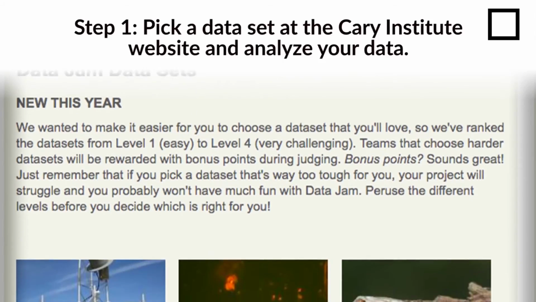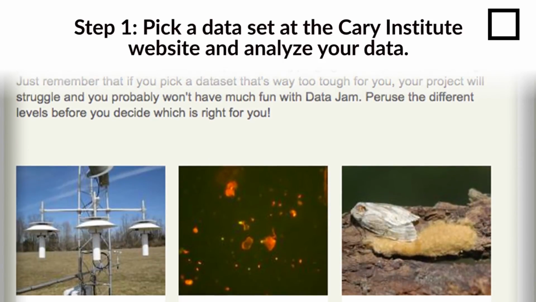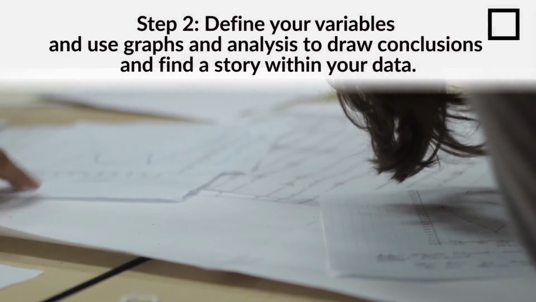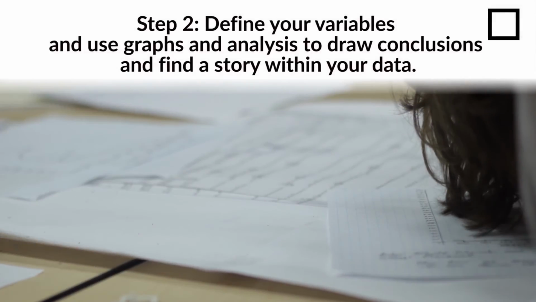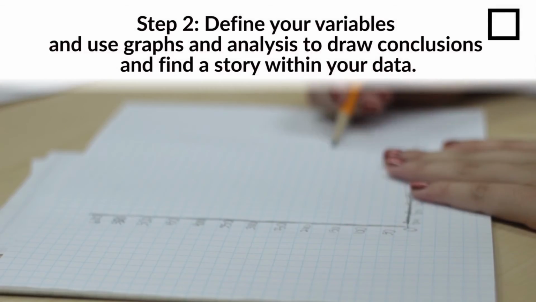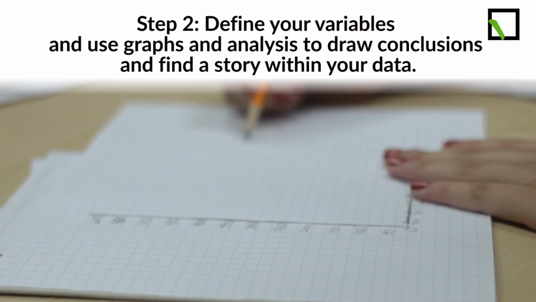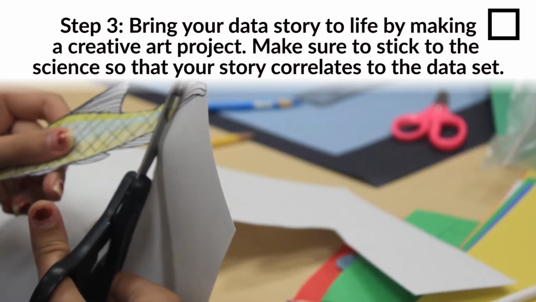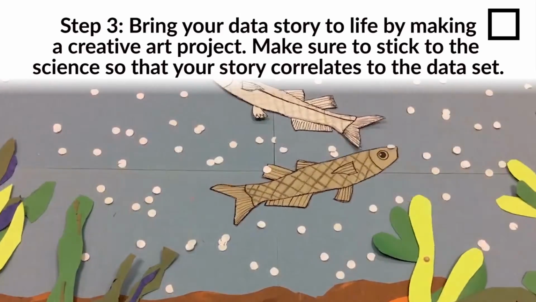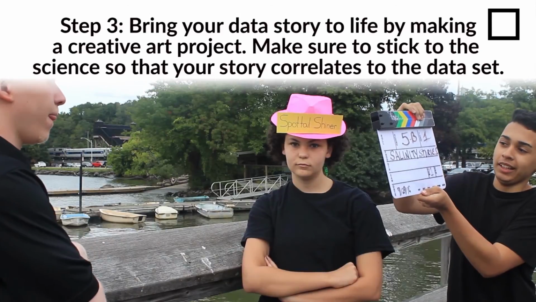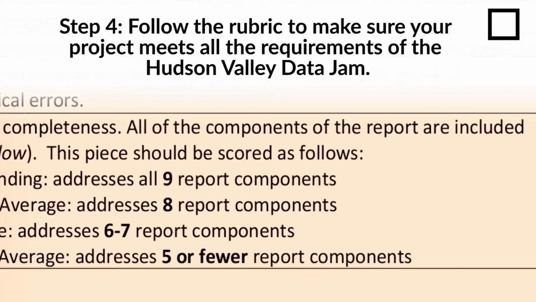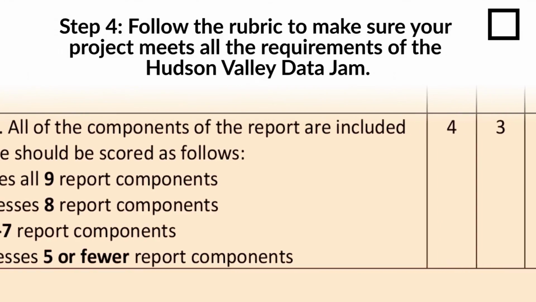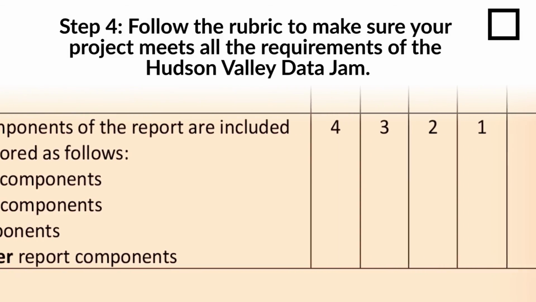To recap, Step 1. Pick a dataset at the Catharine Institute website and analyze your data. Step 2. Define your variables, aka your characters, and use graphs and analysis to draw conclusions and find a story within your data. Bring your data story to life by making a creative art project. Make sure to stick to the science so that your story correlates to the dataset. Follow the rubric to make sure your project meets all the requirements of the Hudson Valley Data Jam.